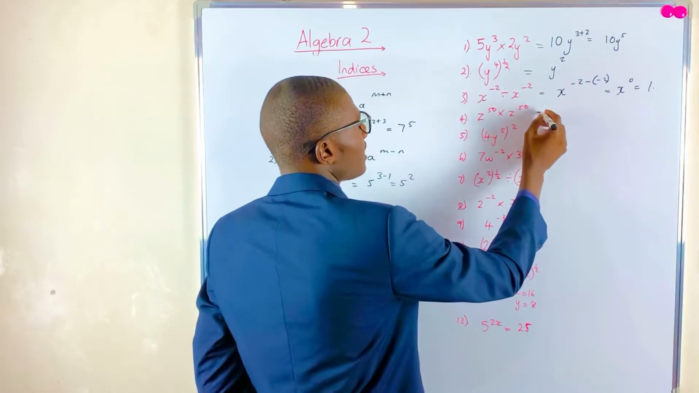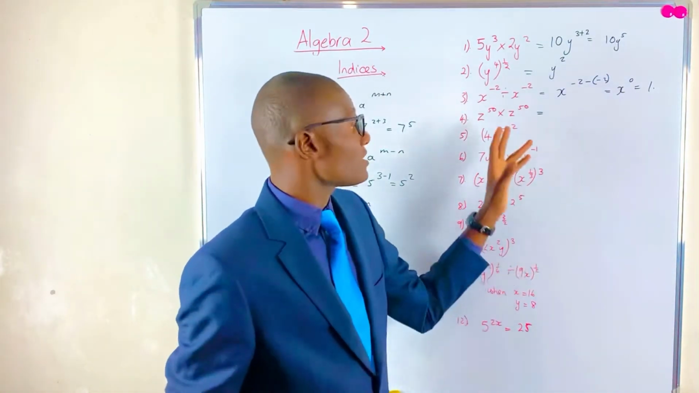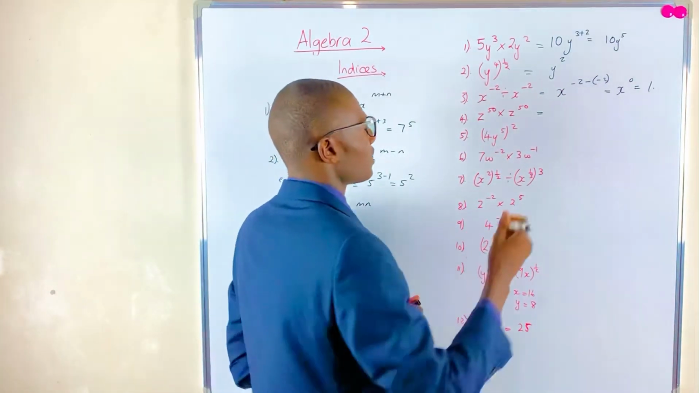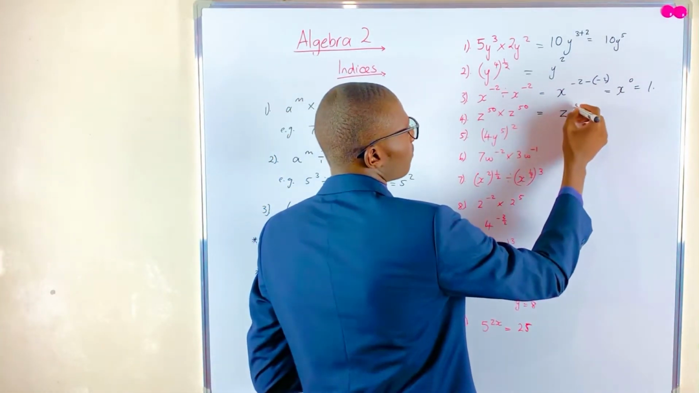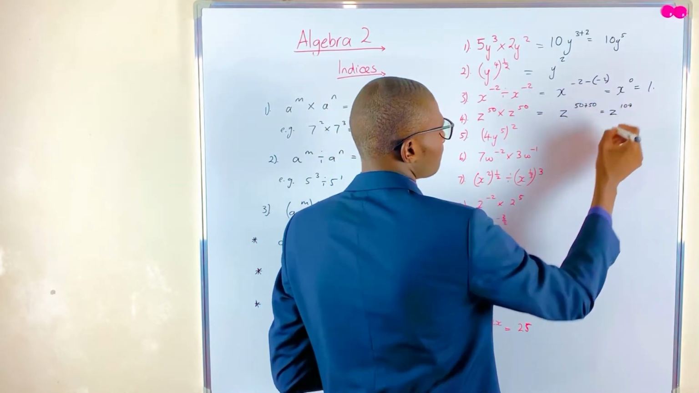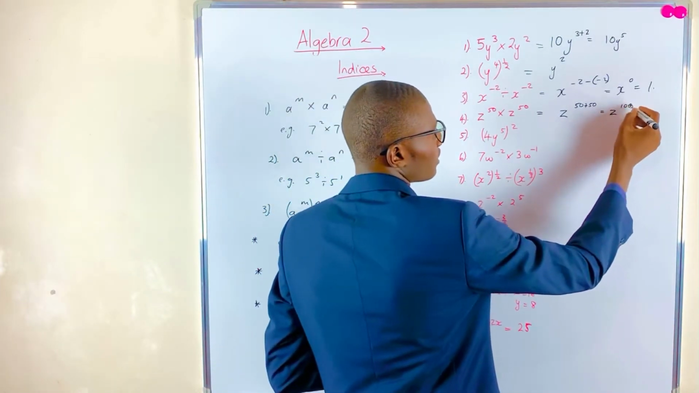And now for the next one, z to the power of 50 times z to the power of 50. Same base multiplication, we add the powers. So z to the power of 50 plus 50, which is z to the power of 100. Right. Z to the power of 100, like that.